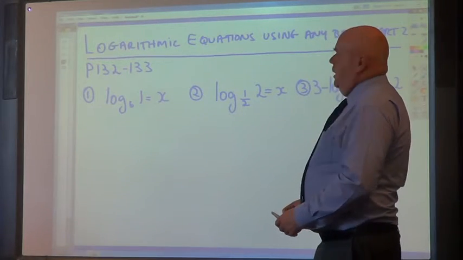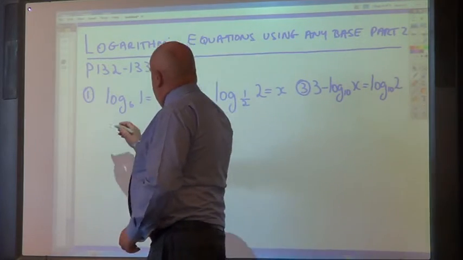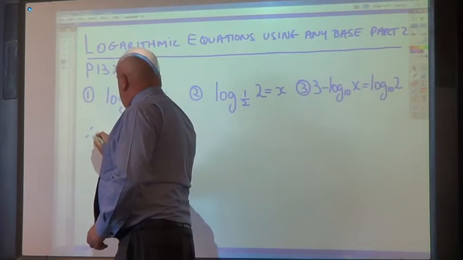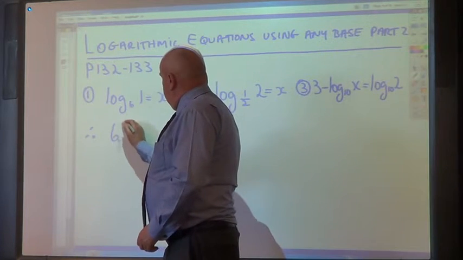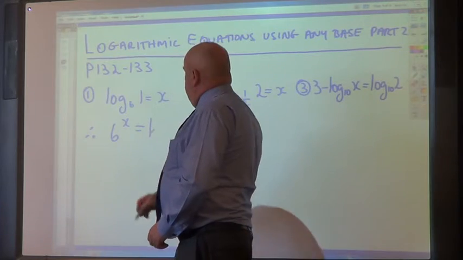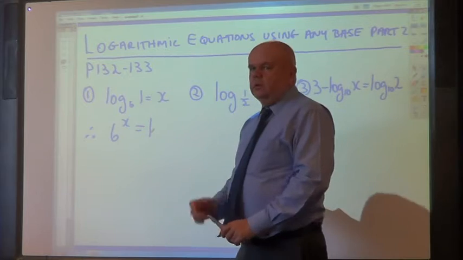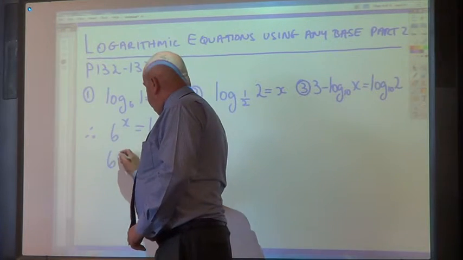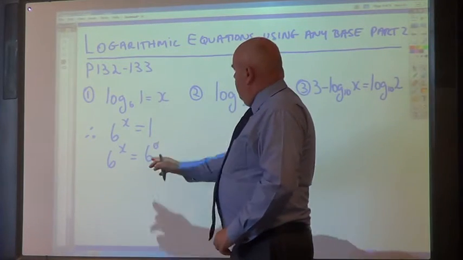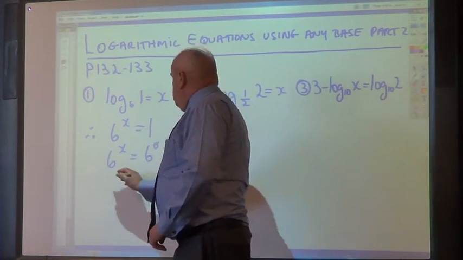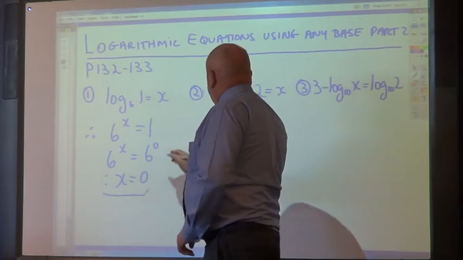Logarithmic equations using any base, part 2. So let's have a look at some of these. Once again, really the important thing here is to understand the structure of a logarithm, to realise that 6 to the power of x is equal to 1. Now we happen to know from an index law that anything to the power of 0 is 1. You could say, if you wanted, that 6 to the power of x is equal to 6 to the power of 0. Anything to the power of 0 is equal to 1. So here, quite clearly, x is equal to 0.